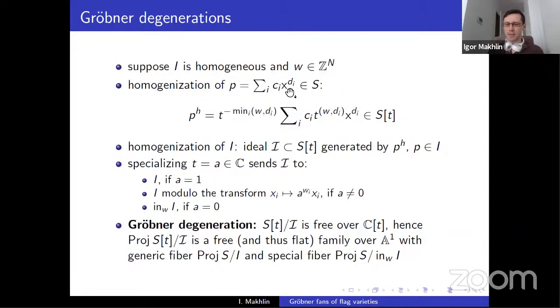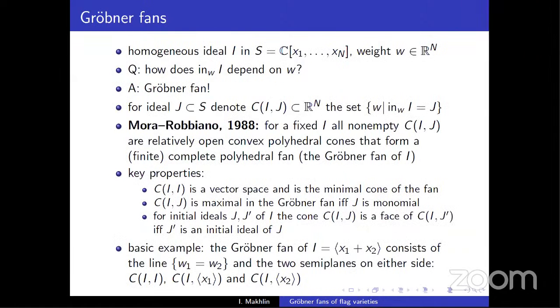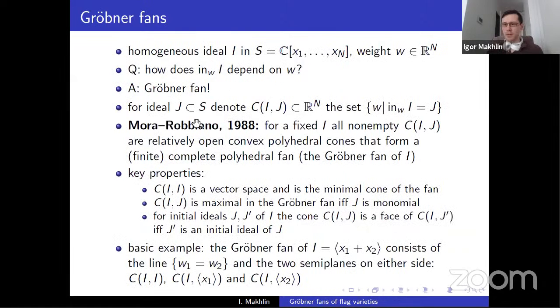Okay, and this is, for me at least, the main motivation for studying initial ideals, because this is why I started studying them: they define these flat degenerations. Okay, and now what I'm going to talk about today is classifying the initial ideals of a specific ideal. But how does this work? The classifying structure here is the Gröbner family.